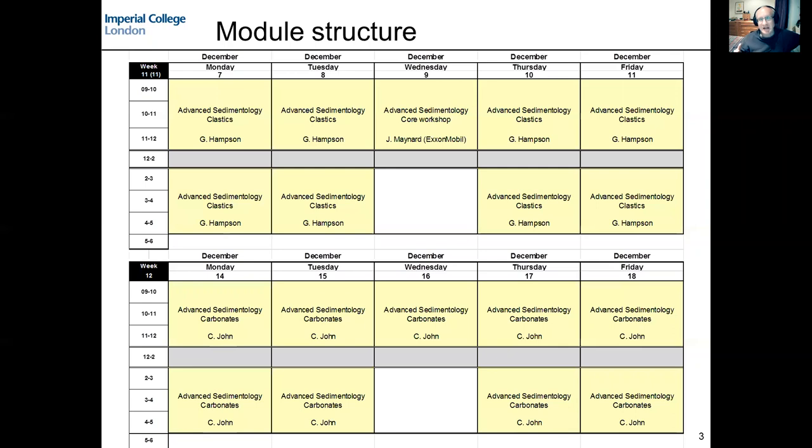So this is the module structure as it was given, again, over a 5-day period. The first week here is the clastic part of the module. The second part here is the carbonate part of the module that my colleague Cedric John has on his YouTube channel. Just to say that there are a couple of guests in here. James Maynard from ExxonMobil, and Mike Mayall, ex-BP and now visiting professor at Imperial College London, delivered part of the deep water lectures. What you have here is my lectures. So that comes down to about 4 days of teaching time, about 24 hours of contact time in total.